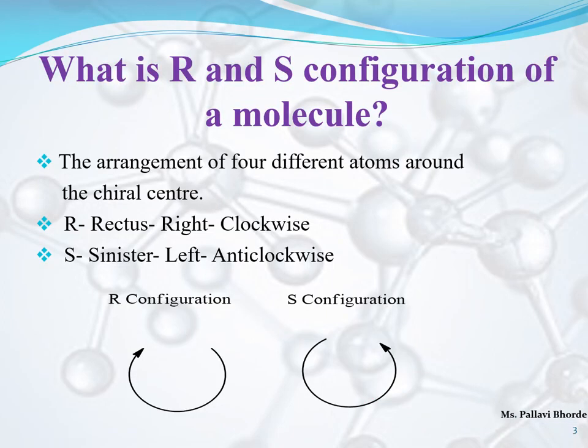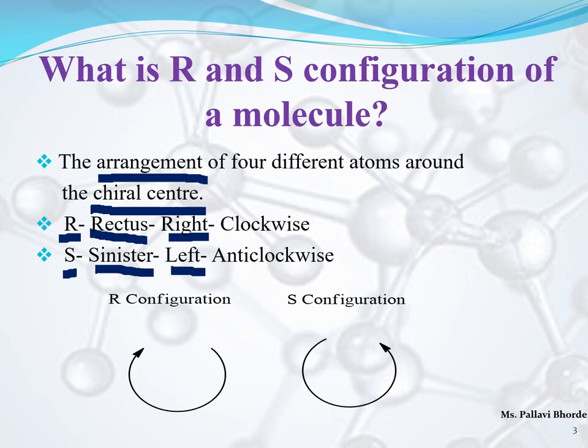So this is our topic. What is R and S configuration of a molecule? Basically it tells you about the arrangement of four different groups around the chiral center. Means how these four different groups are attached to your chiral center, whether they are in the plane or out of the plane. So we have R configuration and S configuration. R means rectus, that is the right-handed arrangement of all the atoms around the chiral center, and S is sinister, that is the left-handed arrangement of all the atoms around the chiral center.